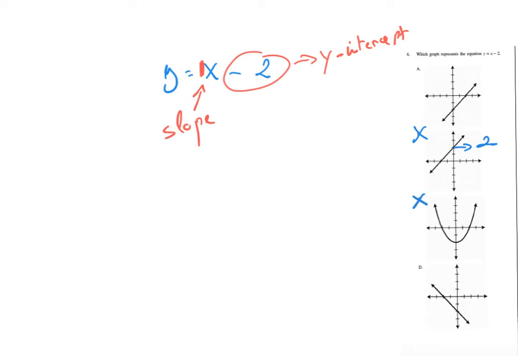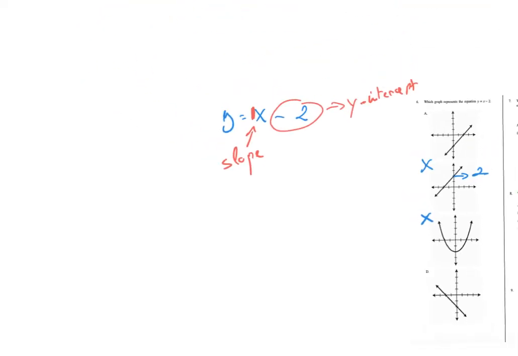Why? Because C is a parabola. It's a nonlinear equation. Here we have a linear equation, y equals x minus 2. That represents a linear equation, a straight line. Right? Here we have D.